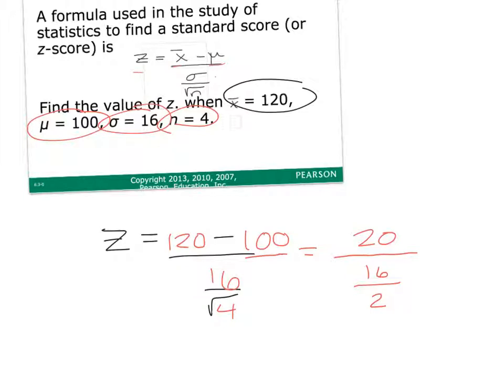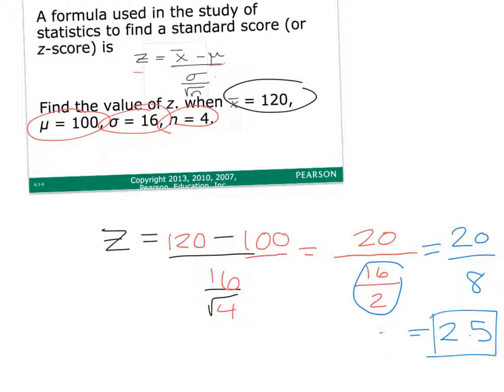You still have a group because you have an operation happening in the denominator. So you then need to simplify your 16 divided by 2. 16 divided by 2 is 8. And then last you can do your division. 20 divided by 8 is 2.5. So your z-score in this problem is 2.5.